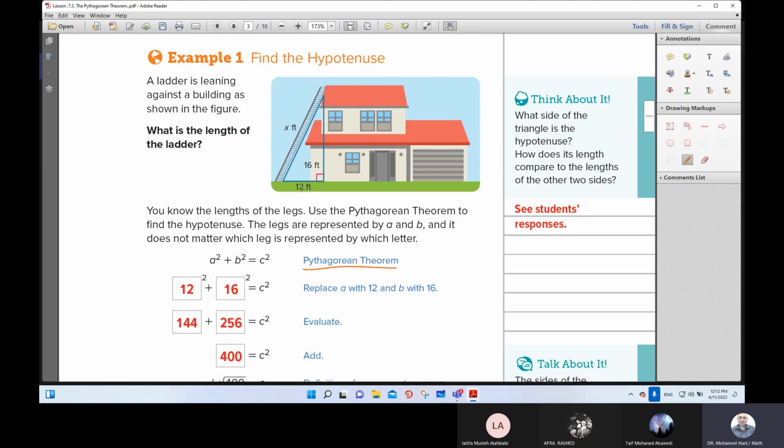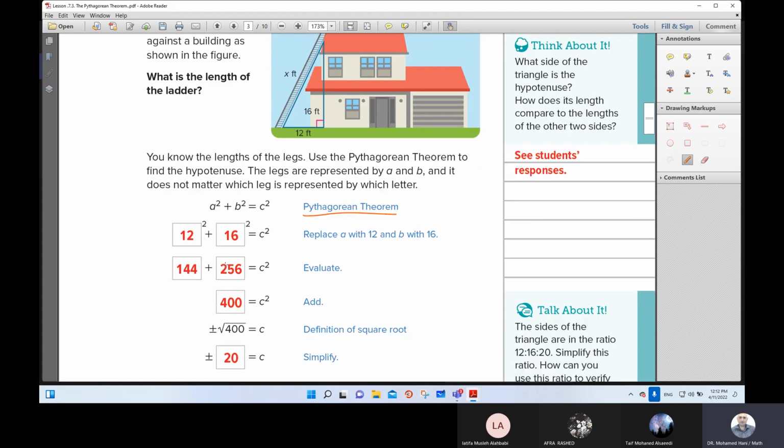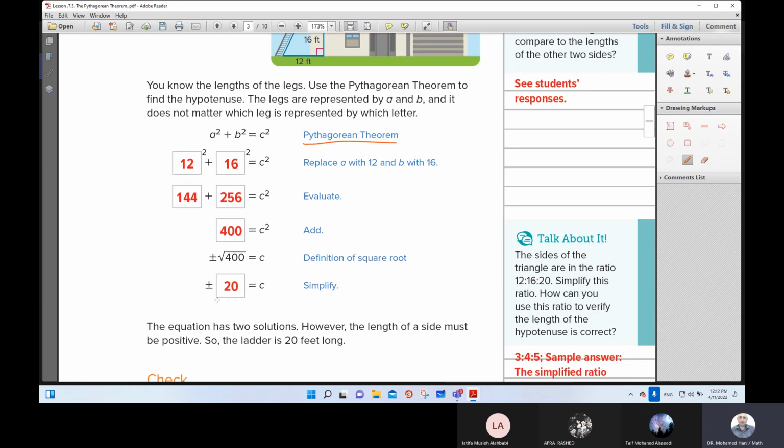A squared means 12 squared plus B squared means 16 squared equals C squared. So 12 squared means 12 times 12, which is 144, and 16 squared means 16 times 16, which is 256, equals C squared. Then you add the two amounts, and it will be 400. So C squared equals 400, meaning the value of C is the square root of 400, equal to negative and positive 20. We remove the negative value and take just the positive value because this is the measure of the side.